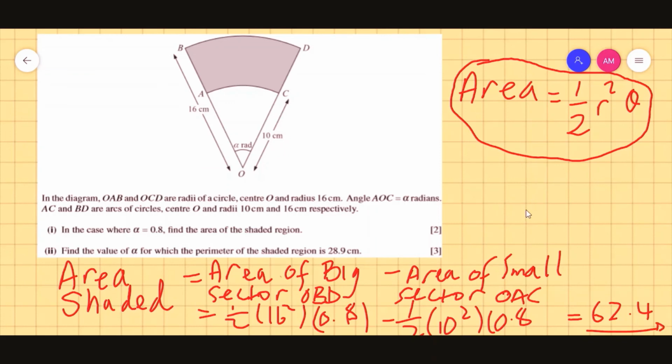So again, like we're doing with the other questions, we need a strategy for our formula. Area of shaded is area of the bigger sector minus area of the smaller sector there to get our area as 62.4.